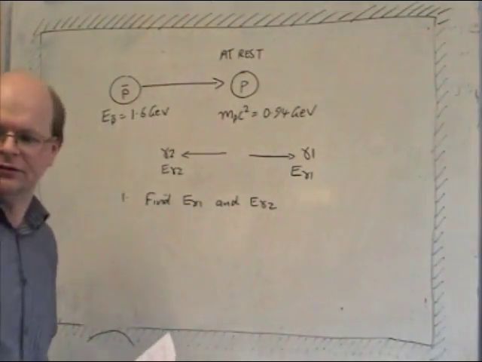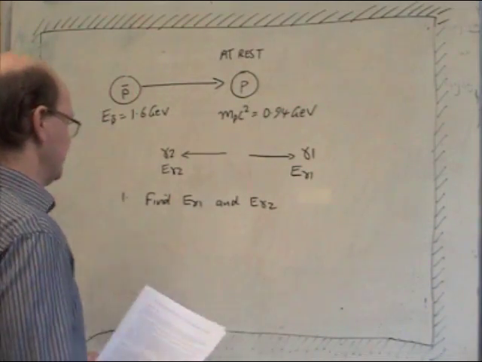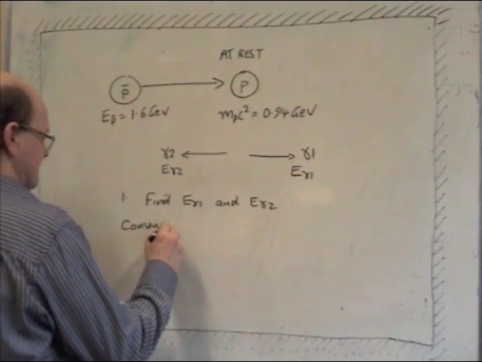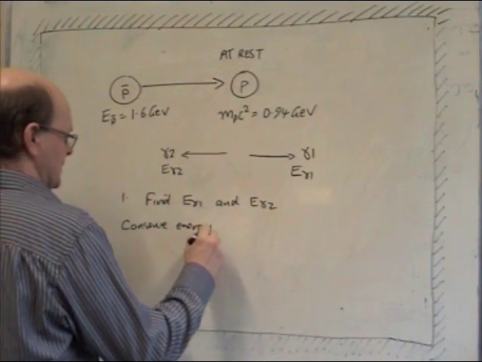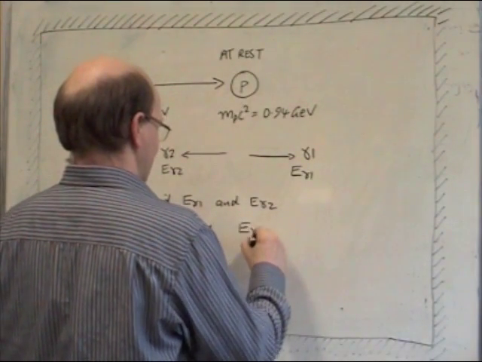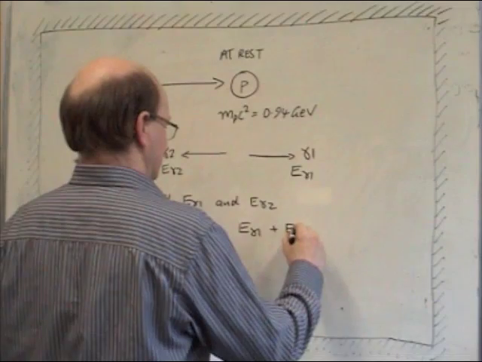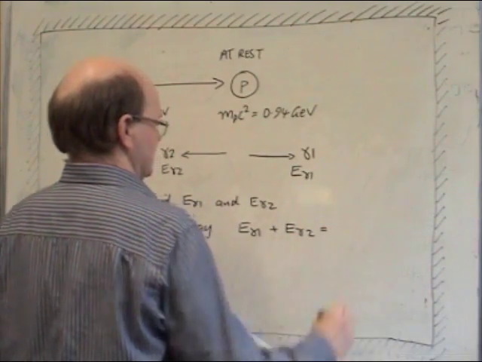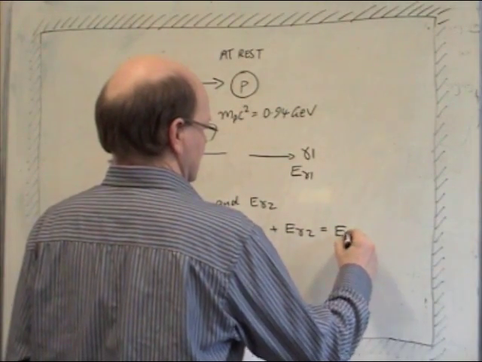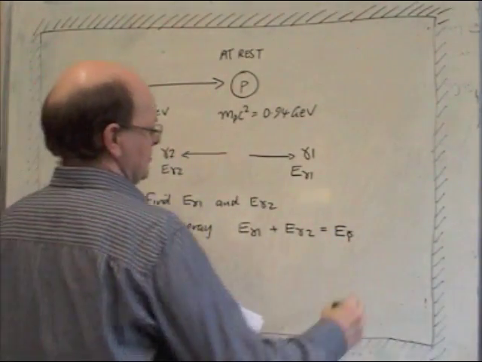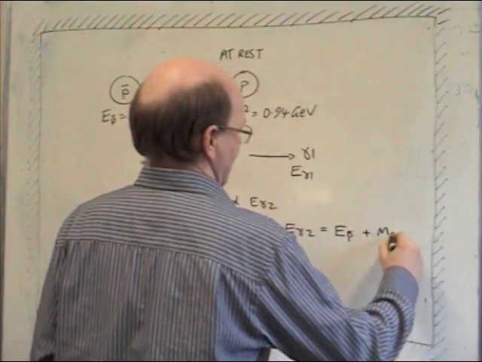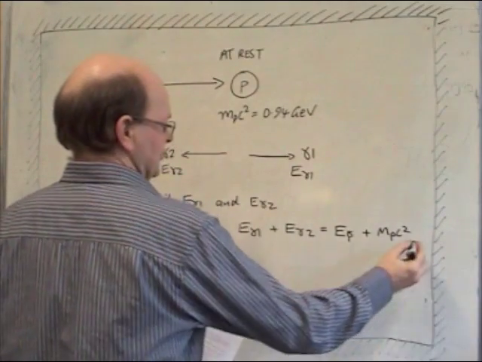Okay, so the way you can do this is just with ordinary energy momentum conservation. So first we'll conserve energy. For the final state energy, we have E gamma 1 plus E gamma 2, and that's all the energy we've got. In the initial state we had the energy of the incident antiproton, E P bar, plus the energy of the target, which is at rest, so that's just its mass energy. So that's my energy conservation equation.